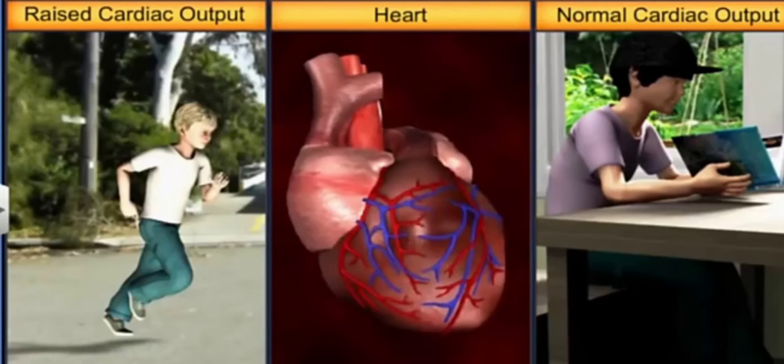So dear children, in this module we learnt that the cardiac output or the cardiac activity is regulated by the autonomous nervous system and the hormones released by the adrenal gland.